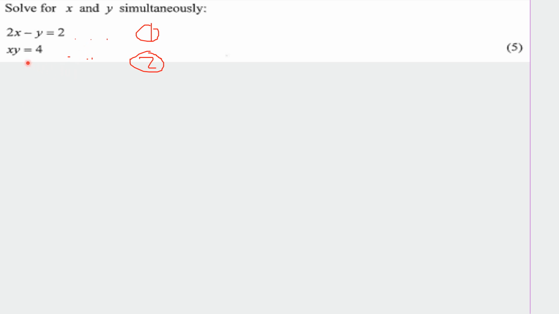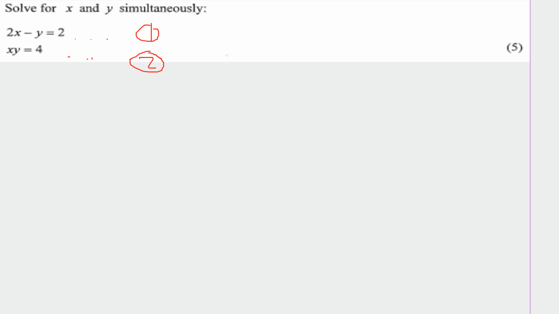Then you also check for the second equation, you have to divide. Let's say the first one is the one that is simplest. So we can make what? Y the subject of the formula. From equation 2x minus y is equals to 2.